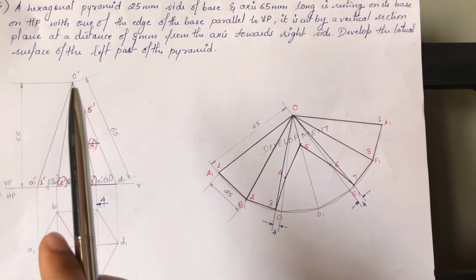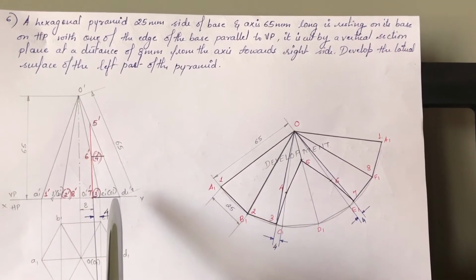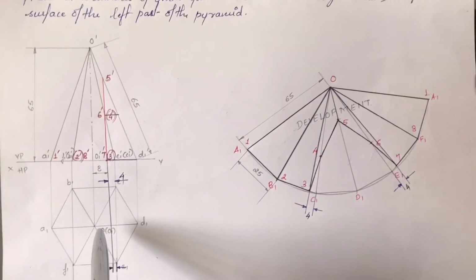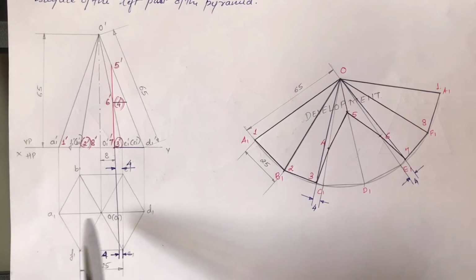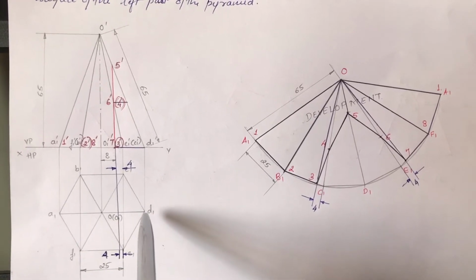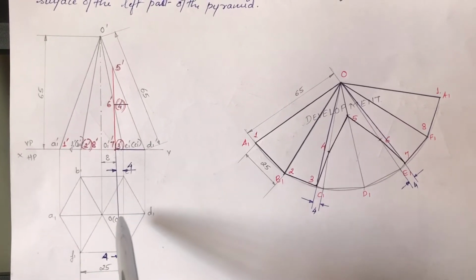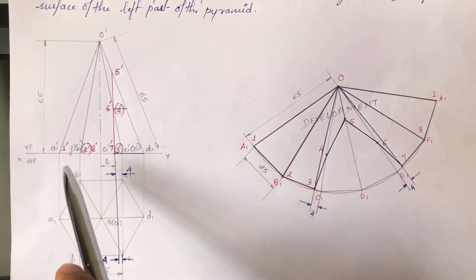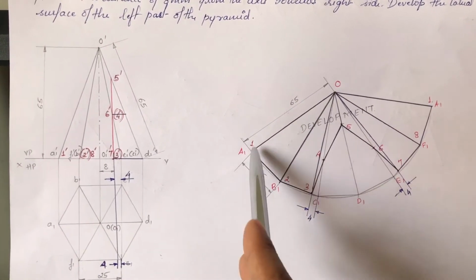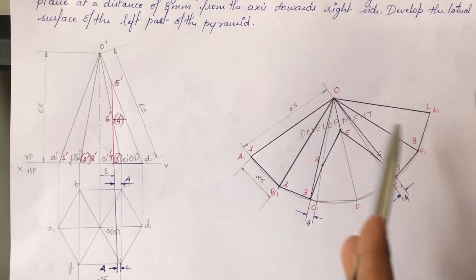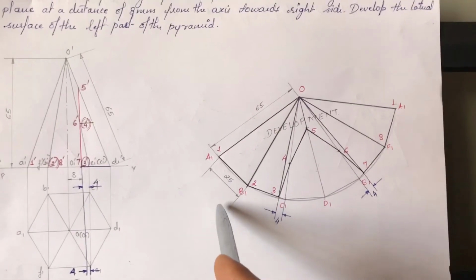Before that, first we will see the slant edge in its true dimension. For that you need an edge that is parallel to the XY line. So you have two edges, OA and OD, both of them parallel to the XY line, and therefore you can consider either OA or OD, both measuring 65 mm. With that as the radius, you first draw an arc and try to develop the hexagonal pyramid.